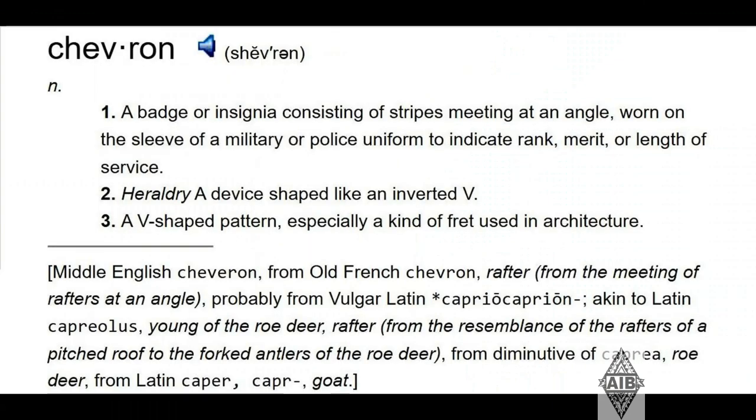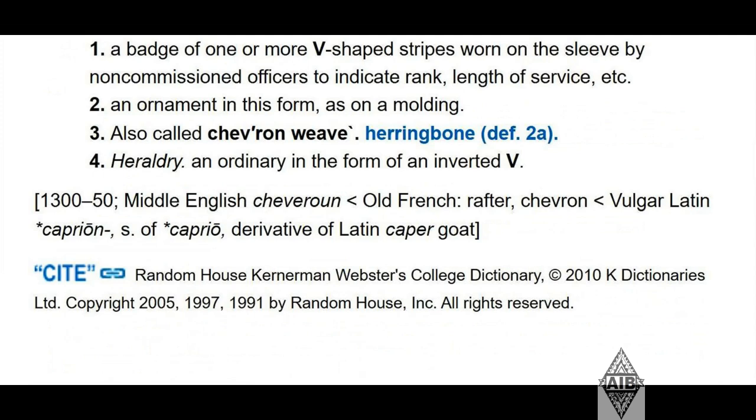Next symbol has the red and blue. Turned on its side, it reveals Kenaz, some sort of knowledge that they are utilizing. Chevron, a badge or insignia consisting of stripes meeting at an angle, worn on the sleeve of a military or police uniform to indicate rank, merit, or length of service. A device shaped like an inverted V.